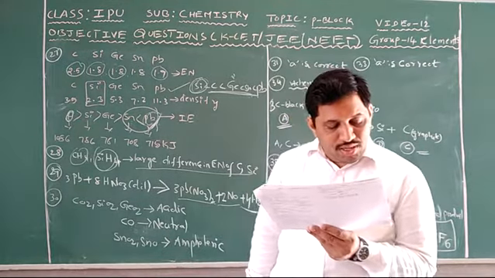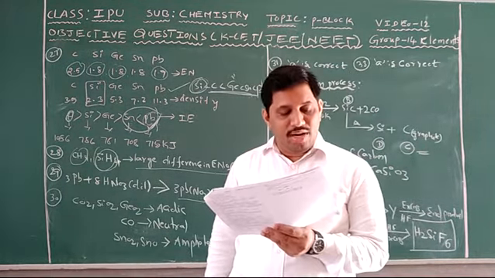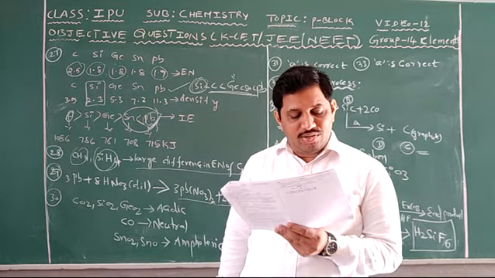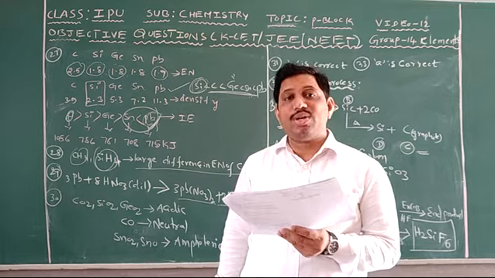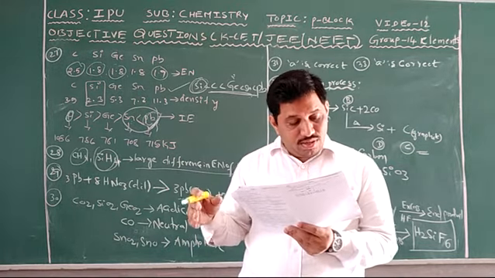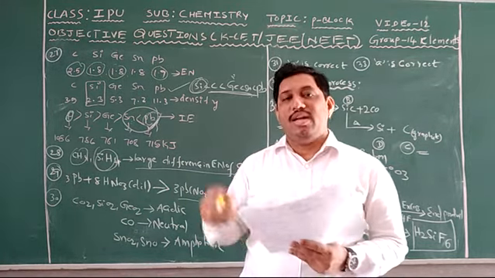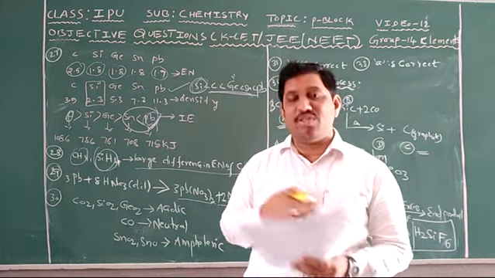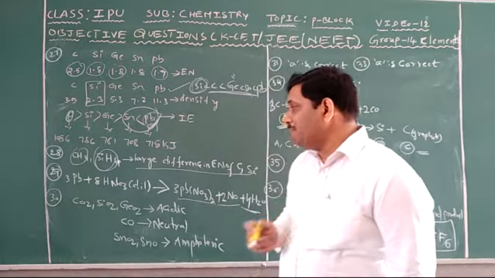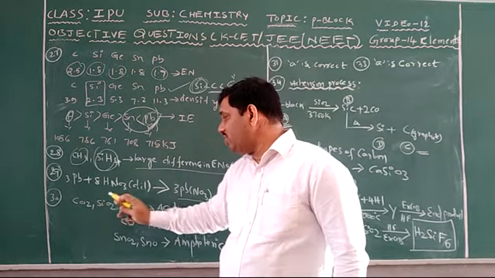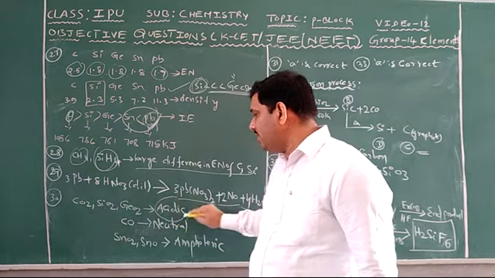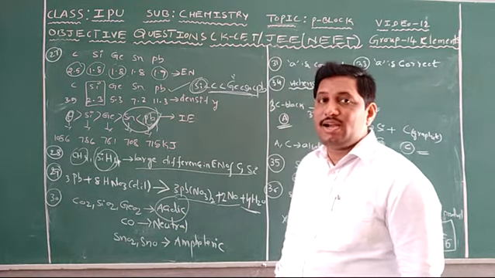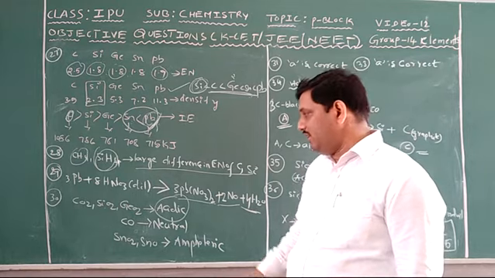Next question, students. Consider the following oxides: germanium oxide, carbon dioxide, carbon monoxide, germanium dioxide, silicon dioxide, tin monoxide. Which of the following options is correct? Acidic, amphoteric, neutral, and basic: different types of oxides are given. We know that carbon dioxide, silicon dioxide, and germanium dioxide are acidic in nature. Reaction with oxygen we will discuss later.